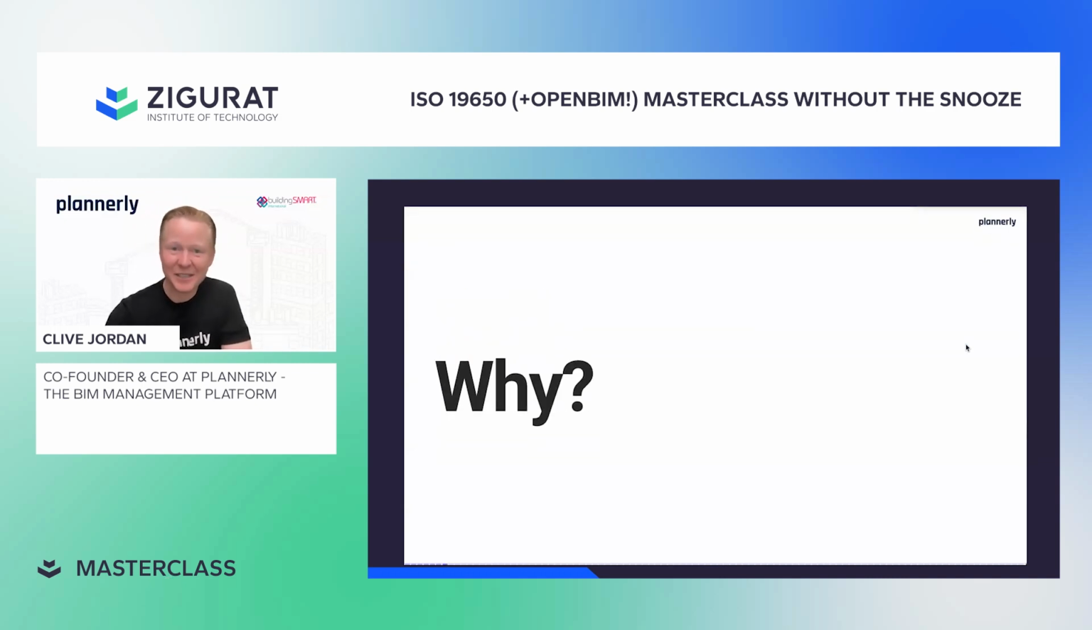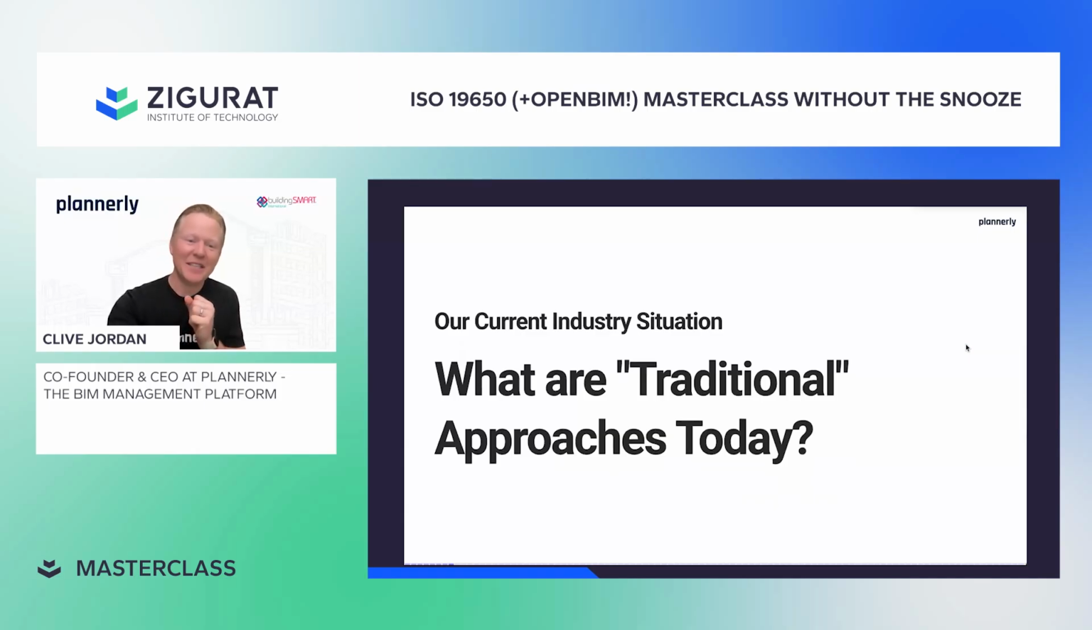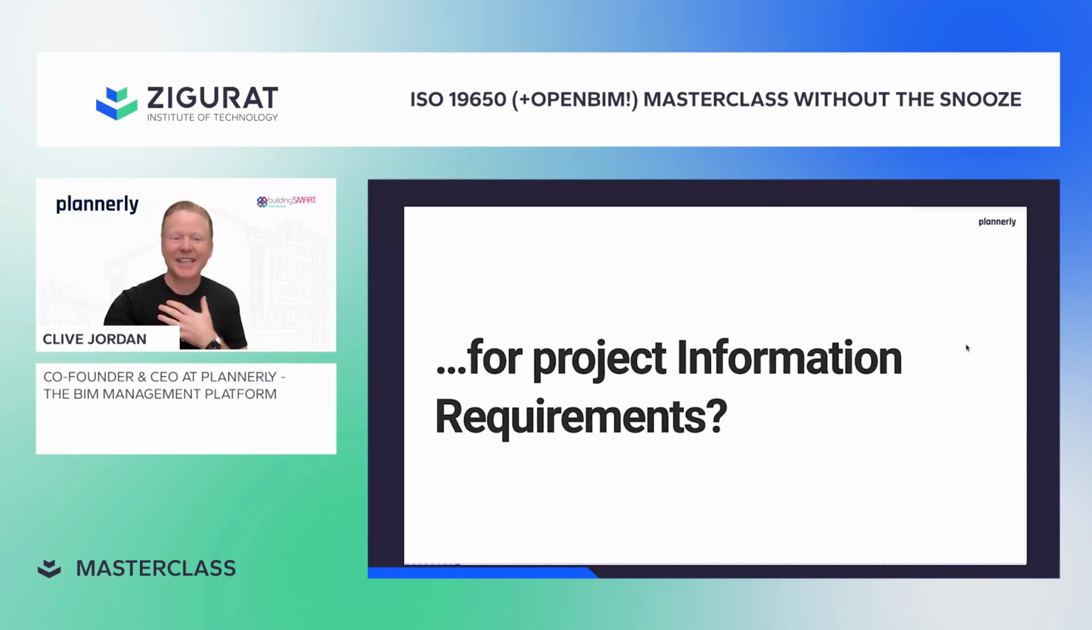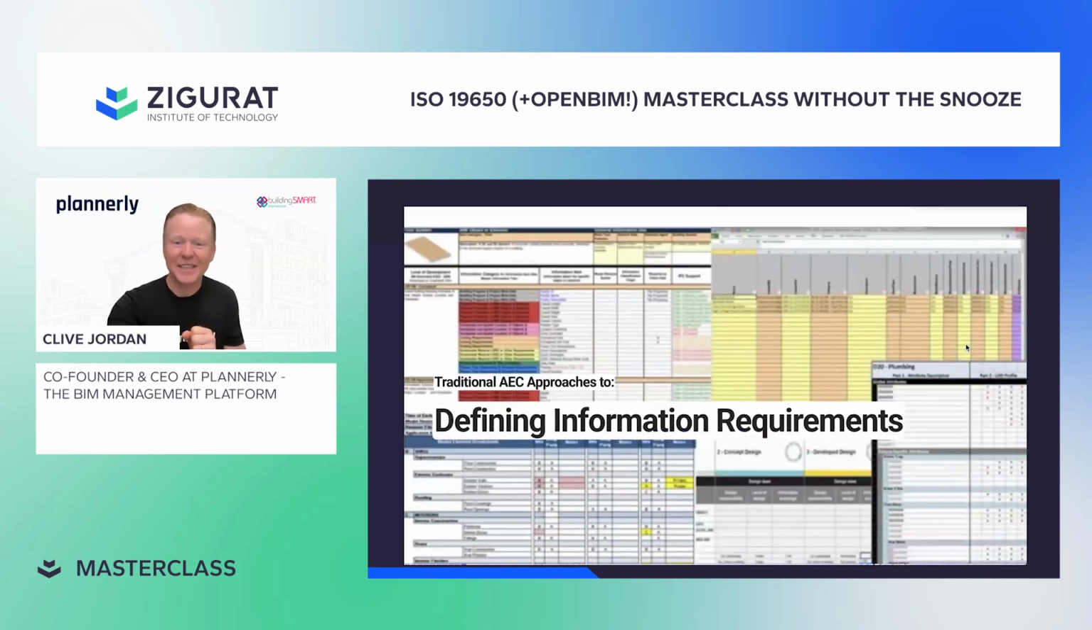We said, well, why does that occur? Why is that such a big number? Why are we producing 96% of information and nobody's actually using it? And we realized that the traditional approaches that we have today are kind of the fault, kind of the problem. Everything's gone digital in lots of other industries, but in our industry, we find it a challenge. And for setting project information requirements and managing project information, what do we do?